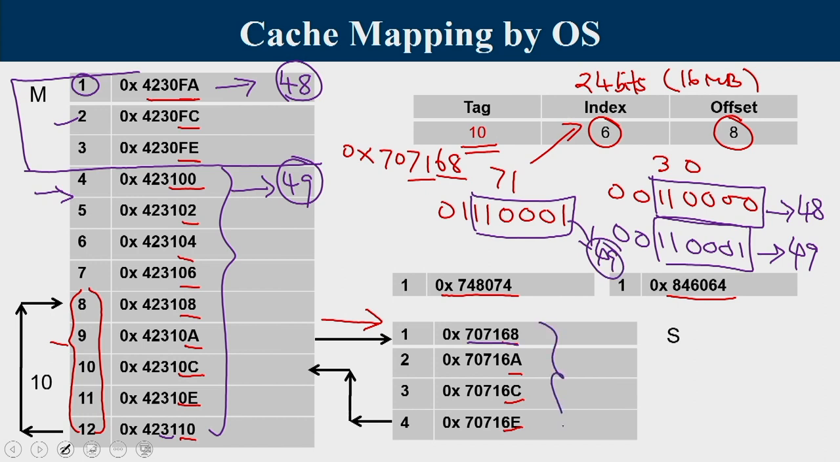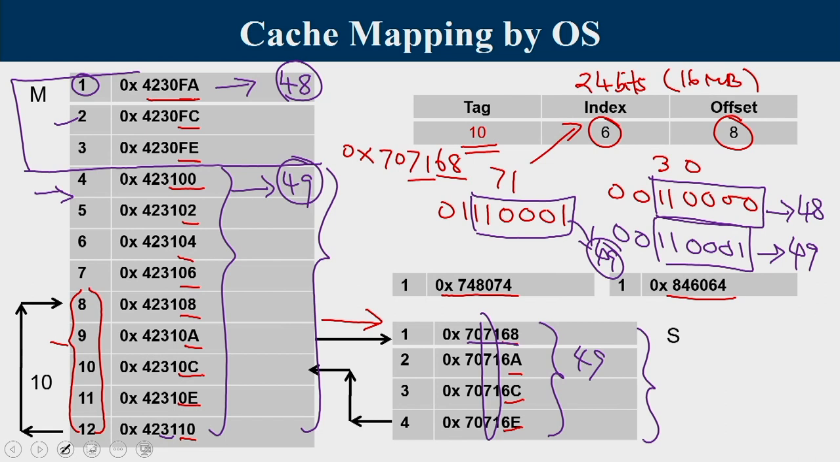When you bring in S, they are all part of that 71. So, they all map to set number 49. It's a direct mapped cache. So, M4 up to M12, whereas the complete S, they both are mapped to set number 49. So, M4 to M12 and S cannot coexist together.